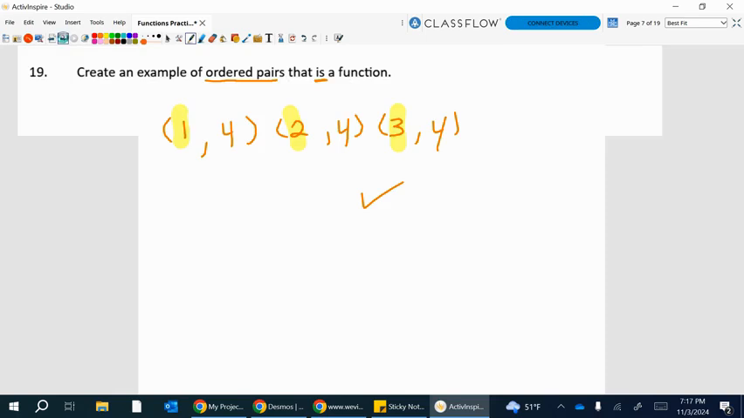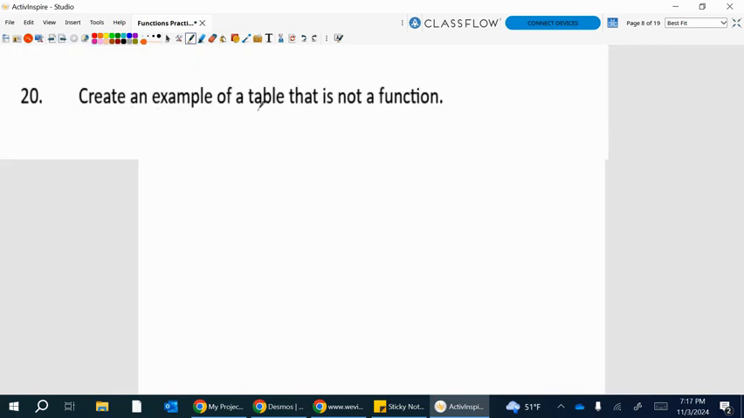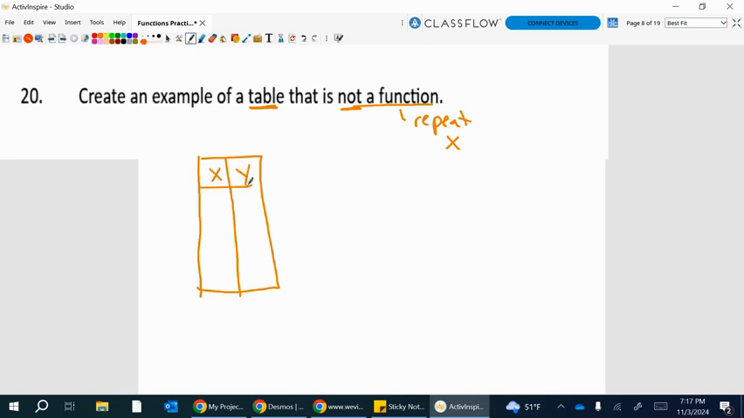Okay, and our last question, number 20, says create an example of a table that is not a function. That means we need to have a repeat x. A table looks like this with an x and a y, or you could do a horizontal table. We need at least 3. X has to repeat, so I'm just going to repeat it multiple times. I'm going to go 2, 2, 2, and then I'm going to go 3, 4, 5. As long as you have at least 1 repeating x, then that would be a table that is not a function.